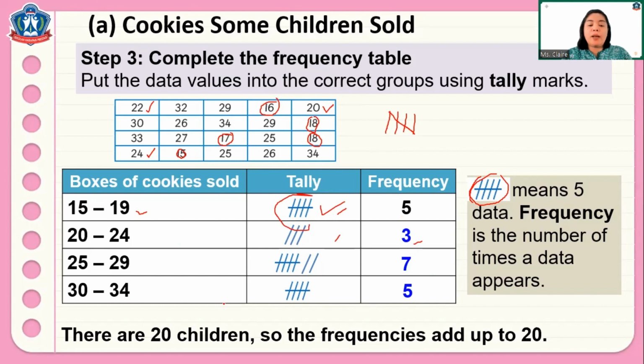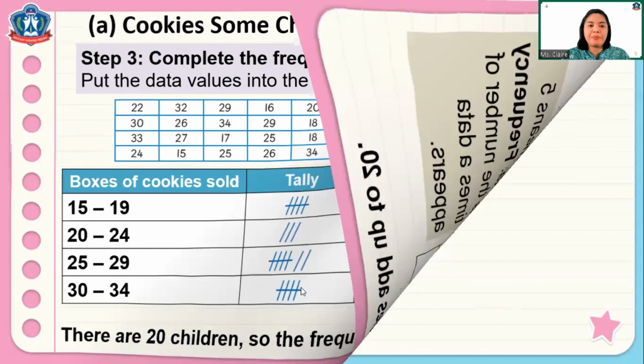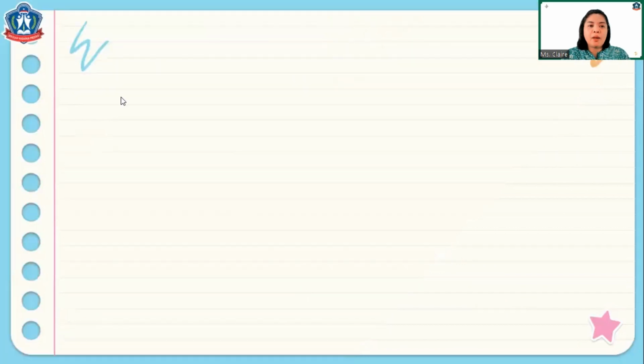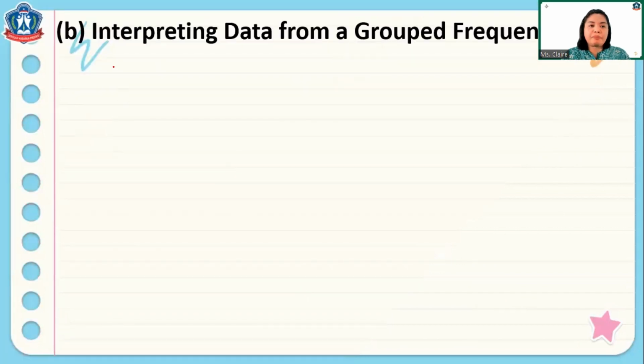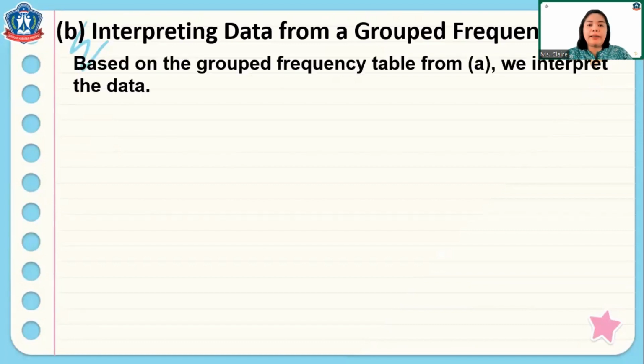So there are 20 children, so the frequencies add up to 20. If you add all the numbers here, 5 plus 3 plus 7 plus 5, this is equal to 20. It should be 20 because we have 20 numbers here in our data. Take note. Next, our next step is interpreting the data from a group frequency table.